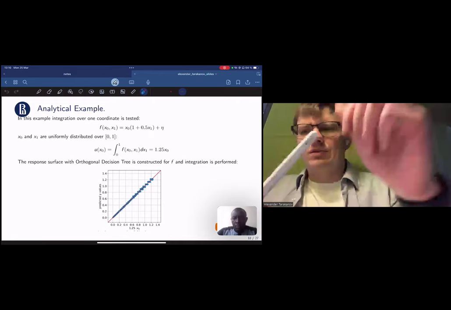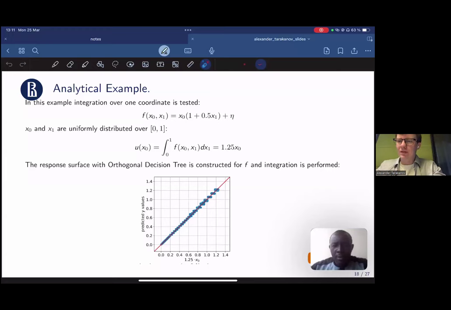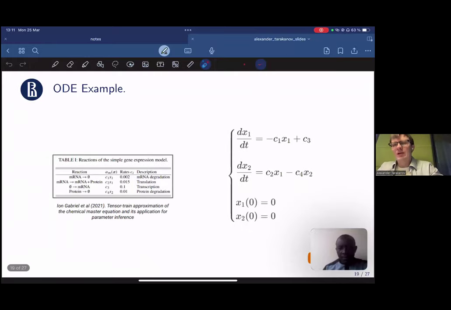We can see that for this particular example, we have pretty good accuracy of integration with orthogonal decision trees. Now we can go for more complicated examples.